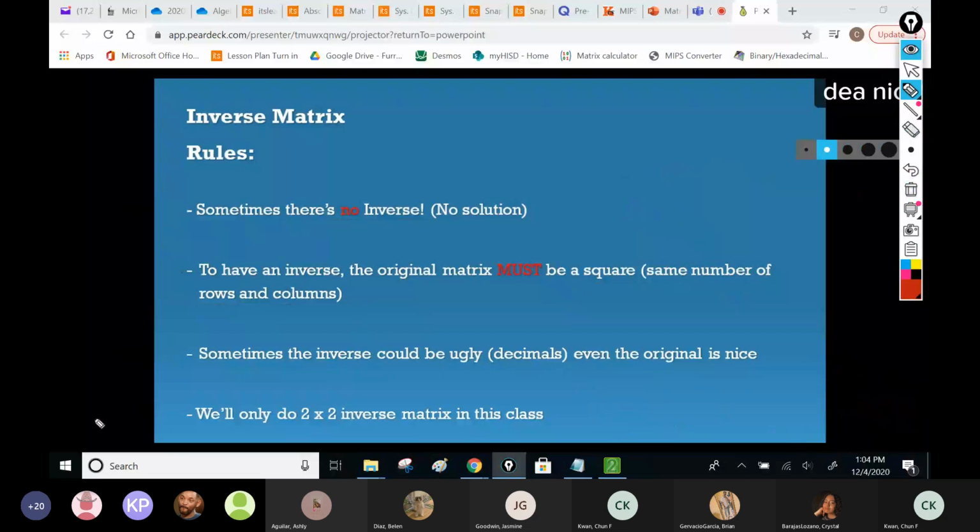And then we will only do 2 by 2 inverse matrices in this class, all right? We'll only go up to 2, not anything bigger than that.